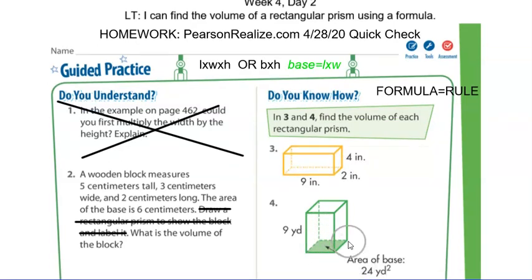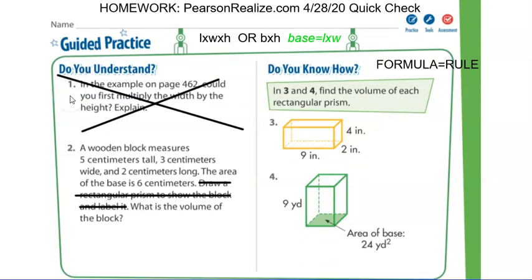So it's possible that this base could have been 8 by 3 to give us 24. It could have been 4 by 6 to give us 24. It could be 12 by 2. So there's a lot of different ways that this base could have been found, but it doesn't really matter exactly what those other numbers are because the base is 24. So you can take the base times the height. Our base is our length times our width, but in order to find that, you're going to be taking what you already know as your base and multiplying it by your height. So we're going to be finding the volume of rectangular prisms using formulas today, or using those rules.